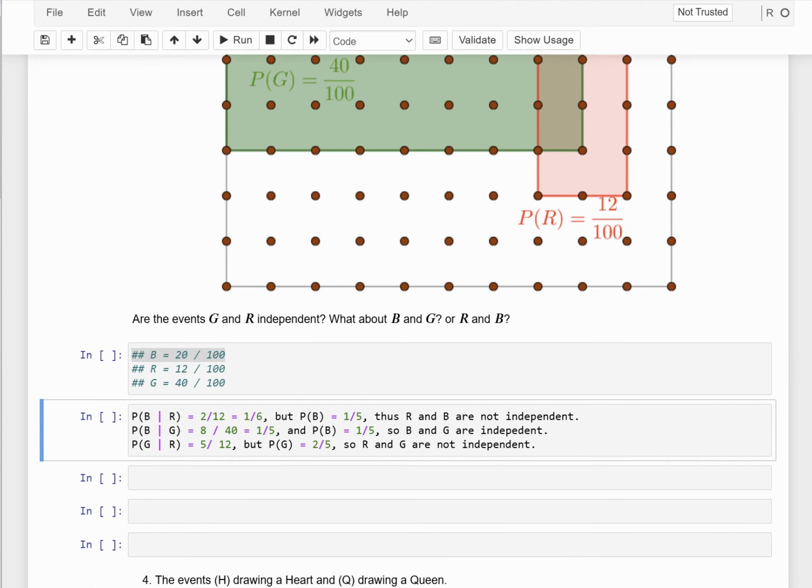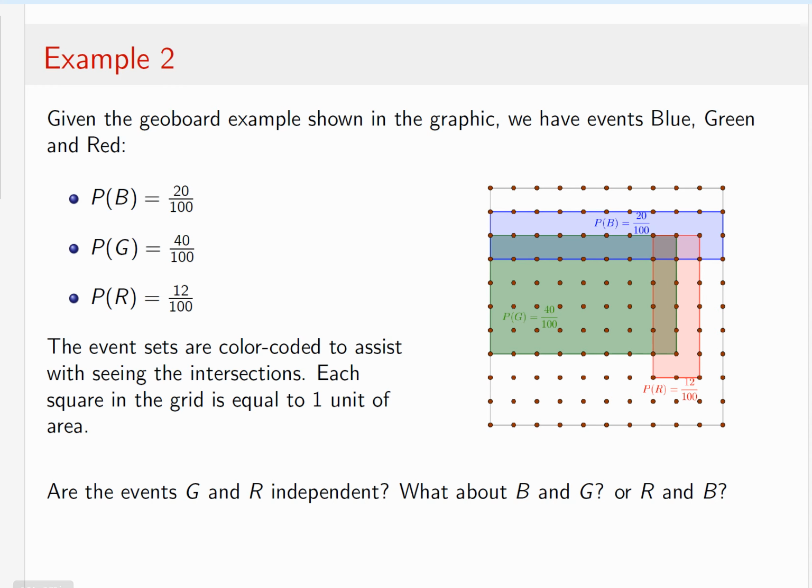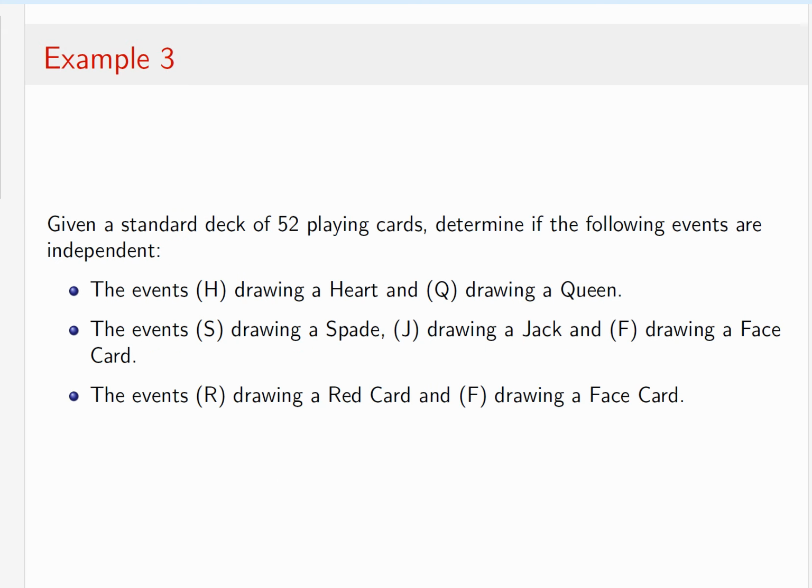All right, and then jumping back into our slides, we have three more. Given a standard deck of 52 playing cards, determine if the following event sets are independent. Drawing a heart and drawing a queen. Now this is interesting, right? Drawing a heart and drawing a queen.